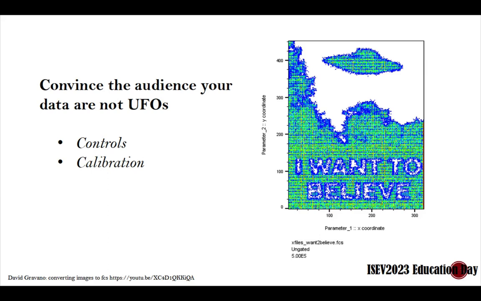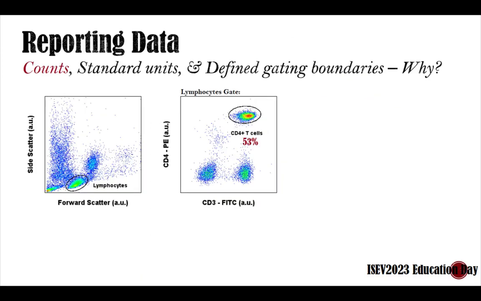So now that you have controls and you have calibration, you are definitely well on your way to convincing the audience that your data are not unidentified fluorescent objects. So one last thing that I'd like to talk about in the last 5 minutes of my talk is the metrics that you want to use to report your data.